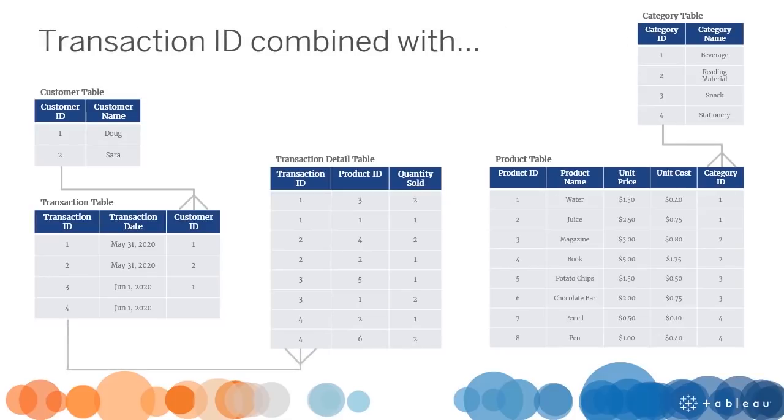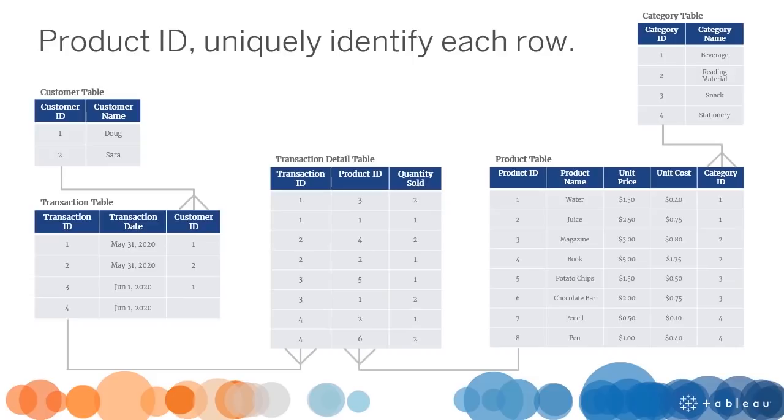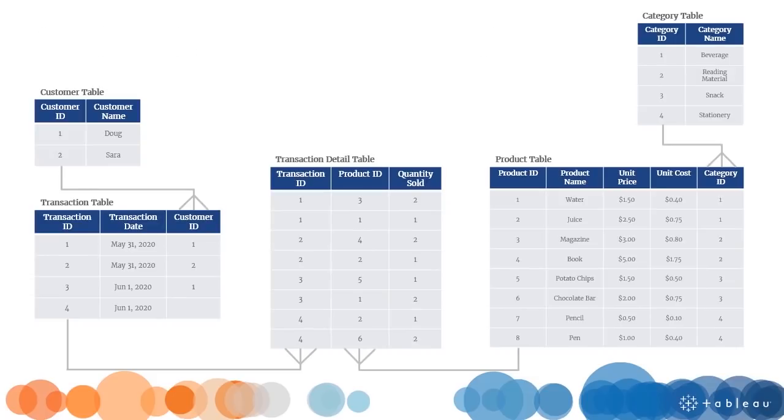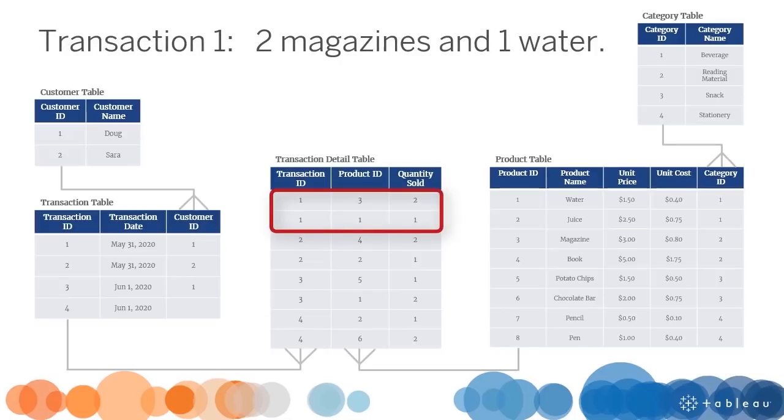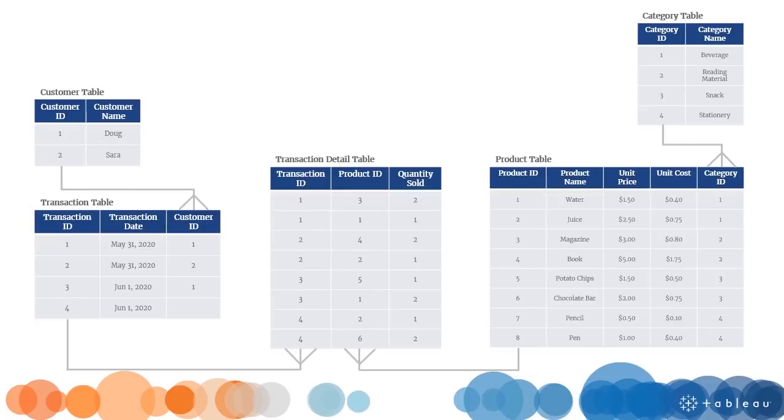Transaction ID combined with product ID uniquely identify each row. The quantity sold is also recorded. During transaction 1, 2 magazines and 1 water were purchased. The many-to-many relationship between the transaction table and the product table has been replaced by 2 one-to-many relationships. Now that we understand our data model diagram, let's build this out in Tableau Desktop.